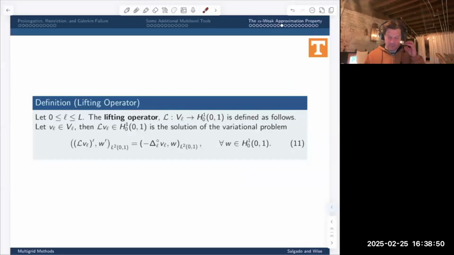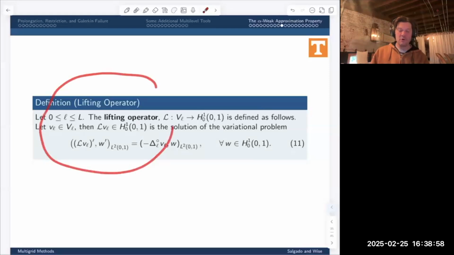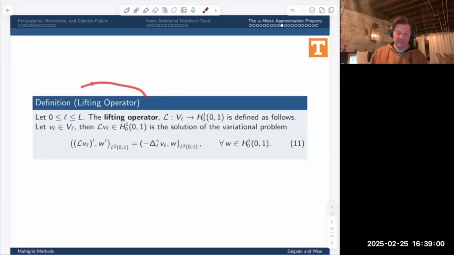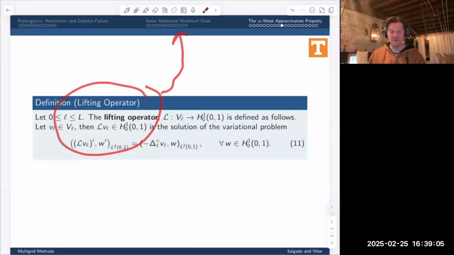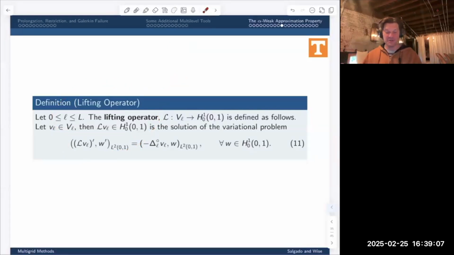Okay. Now I wanted to define something else called the lifting operator because it's going to be something that I need. Actually, I thought about redistributing things. Maybe the lifting operator should have been put into that section on some additional multi-level tools. I couldn't decide whether I should put it there or leave it here. Still up in the air. But in any case, it's something new that we need. And it's a little bit weird, and maybe you need to think about this a little bit.